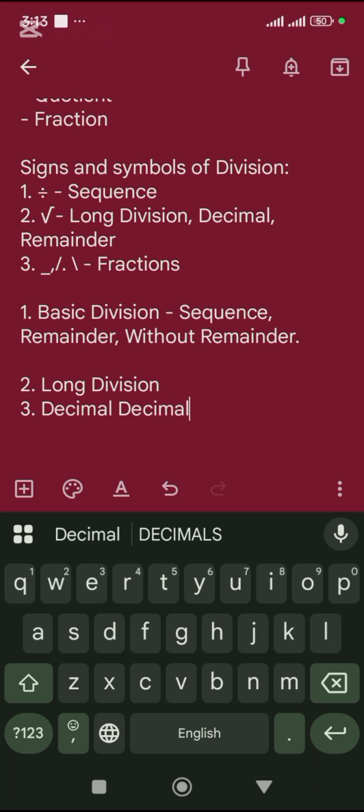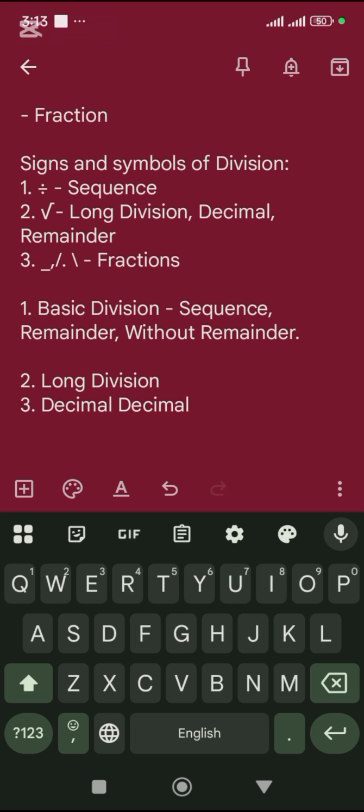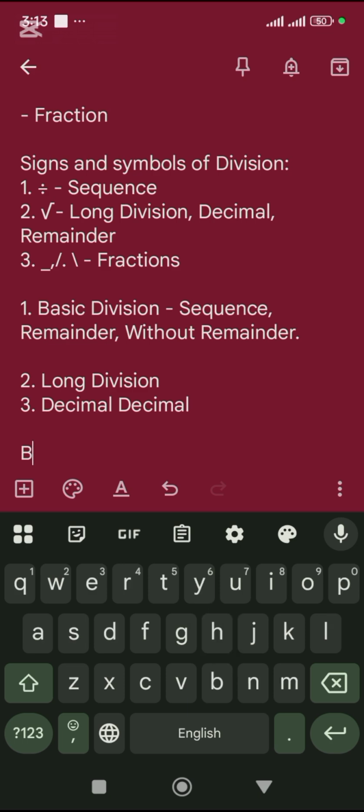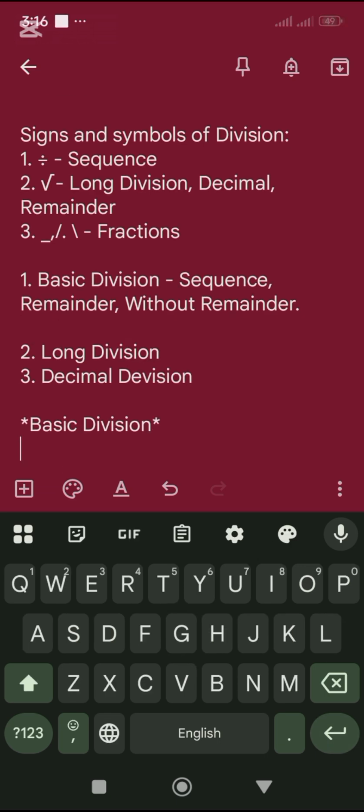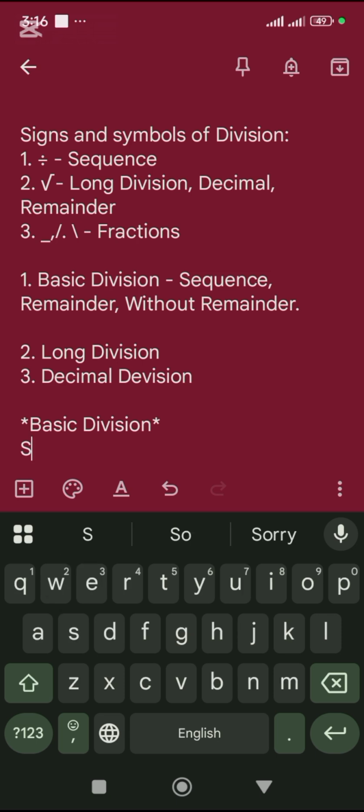Now I'm going to turn over to the drawing parts of it so that we can take examples and see how we move along. So let's look at the basic division. We look at sequence.